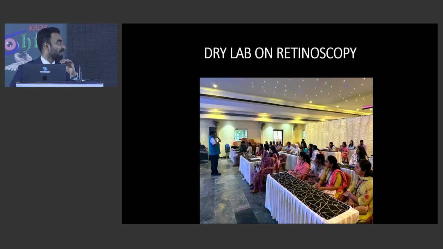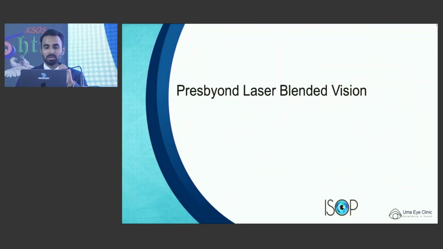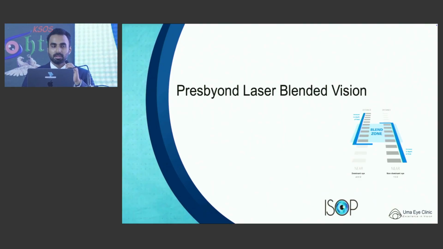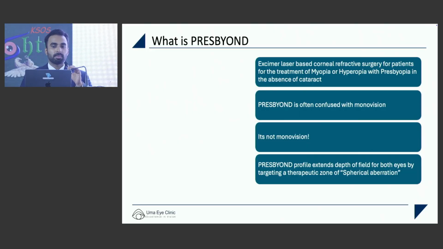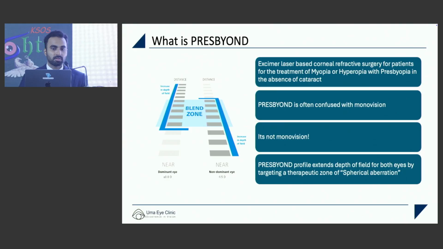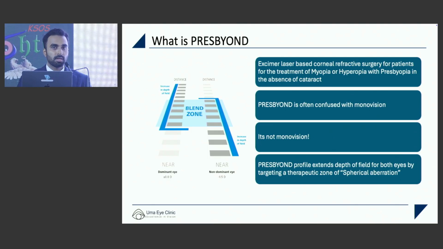Okay. So I'll just quickly take you all through Presbyond laser blended vision. So it's going to be more of a theoretical talk because Presbyond is essentially a form of LASIK. Only difference is you treat both presbyopia and emmetropia as well. So just to be clear, it's an excimer laser-based corneal refractive surgery for the treatment of myopia, hyperopia, along with presbyopia also. So what we do here is, in the patient's dominant eye, we will target for plano refraction, whereas in the non-dominant eye, we'll target for minus 1.5 for near vision. But the catch is this is not just monovision, it's a blended vision.